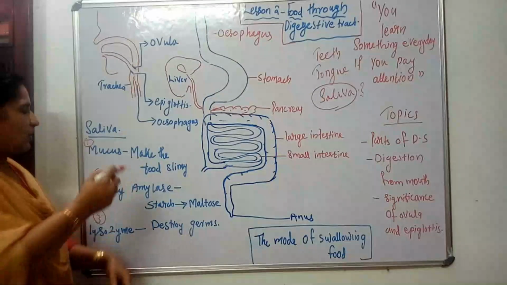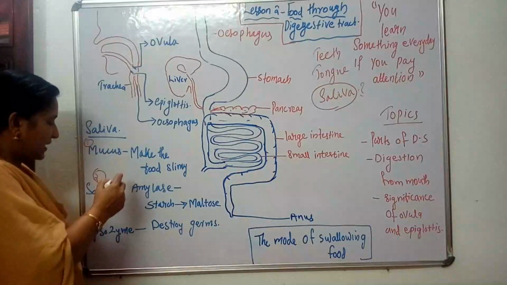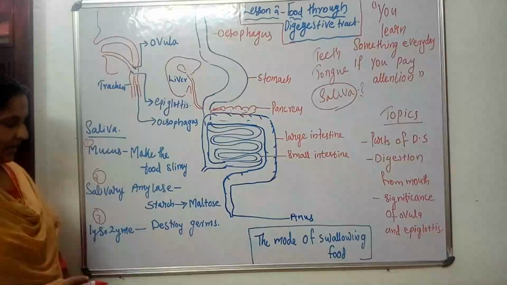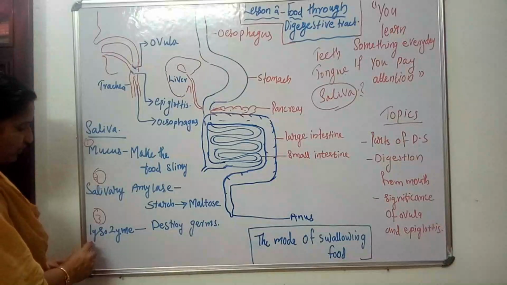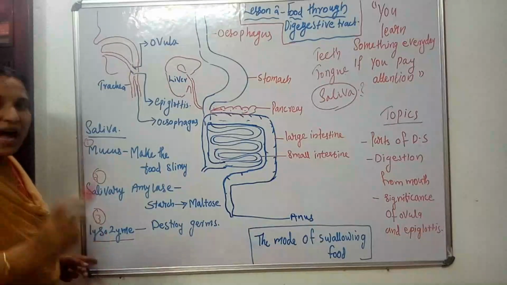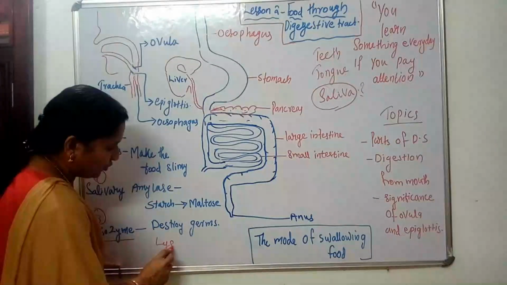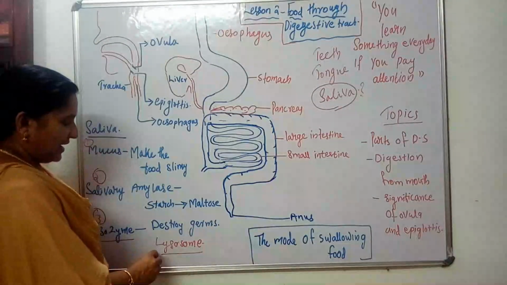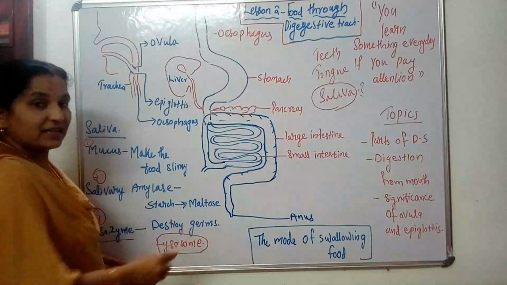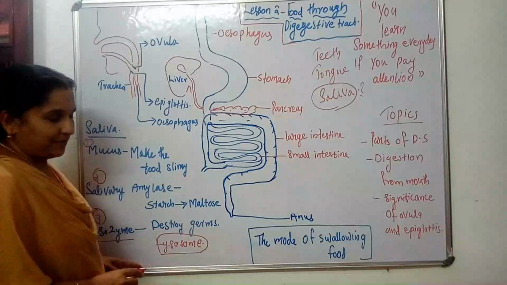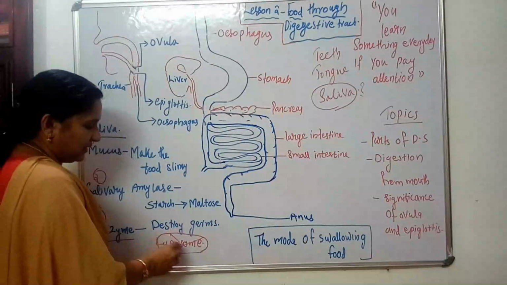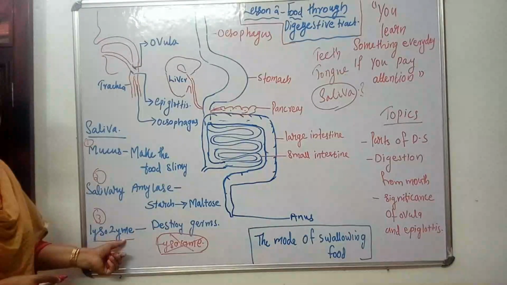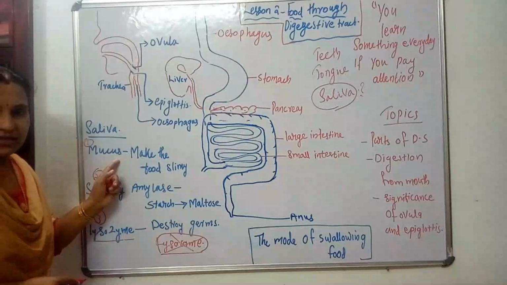Then next, what is the role of all this? What is the role of mucus, salivary amylase, and also the lysozyme? Somewhat similar to this word lysozyme, you heard another word, that is lysosome. Do you know what this lysosome is? Yes, it is a cell organelle. Commonly it is called the suicidal bag. So listen carefully. Here it is an enzyme. The word is lysozyme.